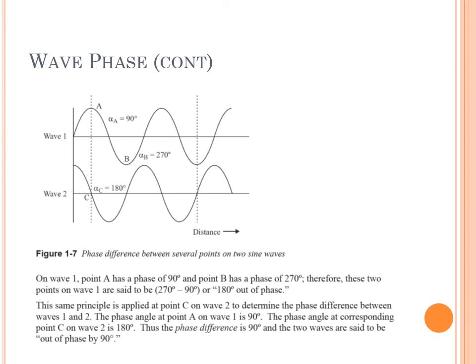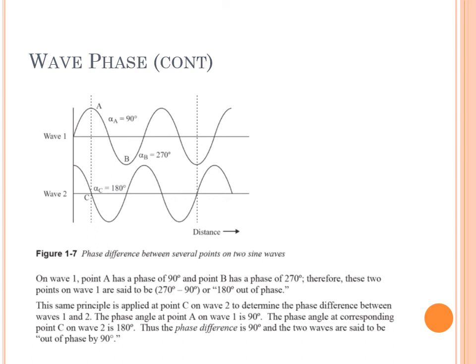So here I can see I have wave 1 and wave 2, right? On wave 1, point A has a phase of 90 degrees and point B has a phase of 270 degrees. Therefore, the two points on wave 1 are said to be 180 degrees out of phase. So that's 270 degrees minus 90.